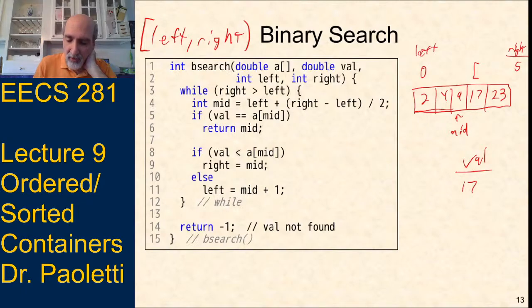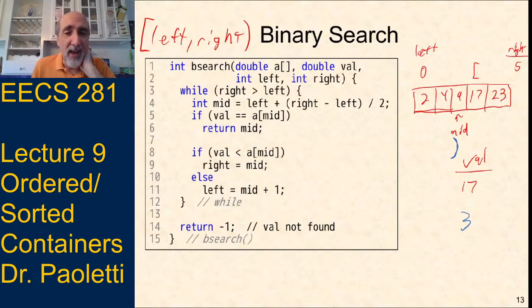Now, let's say I was looking for, let's just do it in a different color, the value 3. If I'm looking for the value 3, I look at the middle, I see 9. Is the value that I'm looking for less than what I found? Yes. So I would move right to be equal to the middle. And it's exclusive because I've already checked the 9. I don't need to look at 9 again.